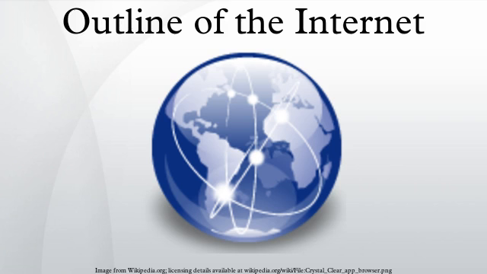The following outline is provided as an overview of and topical guide to the Internet. Internet: a worldwide, publicly accessible network of interconnected computer networks that transmit data by packet switching using the standard Internet protocol. It is a network of networks that consists of millions of interconnected smaller domestic, academic, business, and government networks, which together carry various information and services, such as electronic mail, online chat, file transfer, and the interlinked web pages and other documents of the World Wide Web.